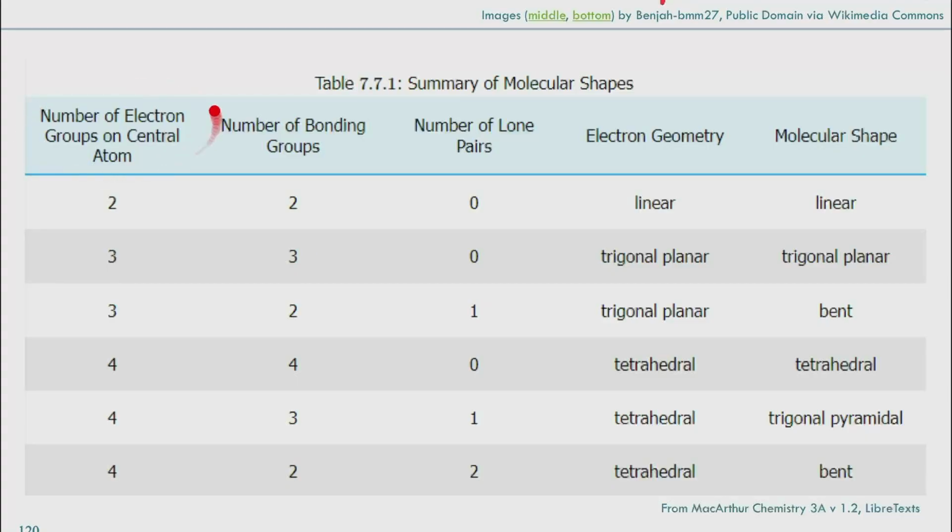So we've got the number of electron groups in the central atom. We've got the number of bonding groups being single, double, or triple. And we've got the number of lone pairs. So you figure out how many electron groups you've got, how many bonding groups, how many lone pairs, and then you can come up with the electron geometry and the molecular shape. On the worksheet, you'll be asked for the shape of things. That's the molecular geometry that we want for that.